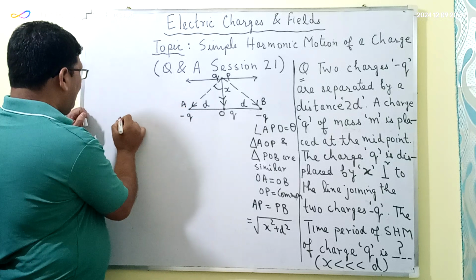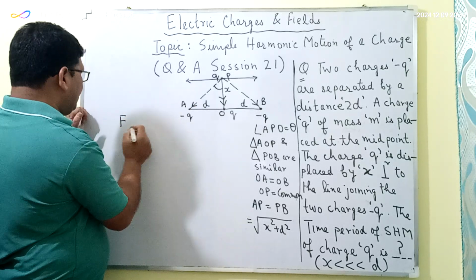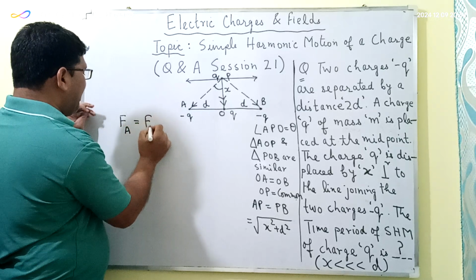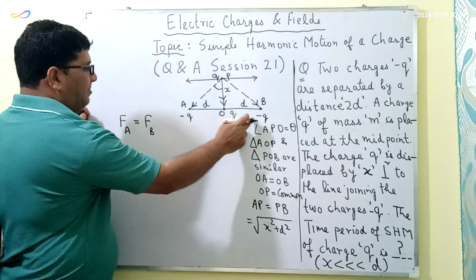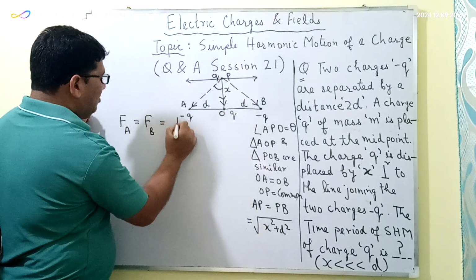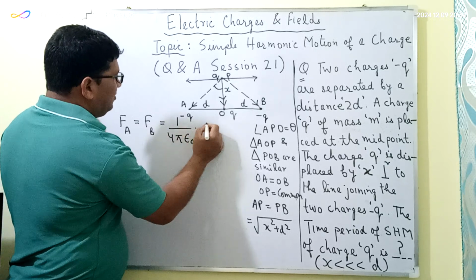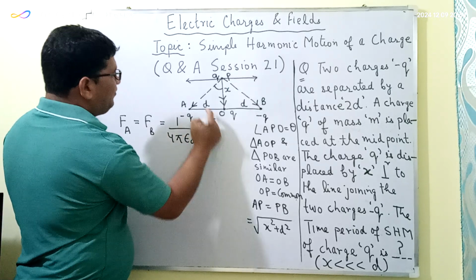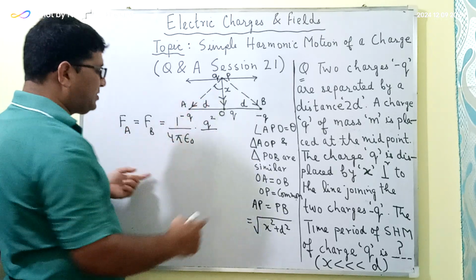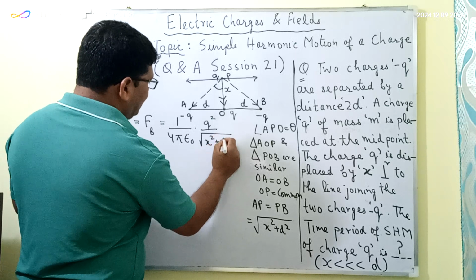So the attractive force due to the charge minus q which is stationed at A, I am just denoting it as Fa, will be equal to the attractive force due to the charge minus q which is stationed at B on the charge q, which will be equal to 1 by 4 pi epsilon naught into q square by r square, where r is the distance separating these two charges, which is equal to under root of x square plus d square.